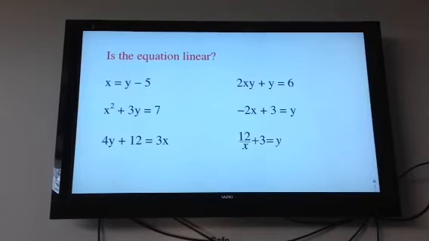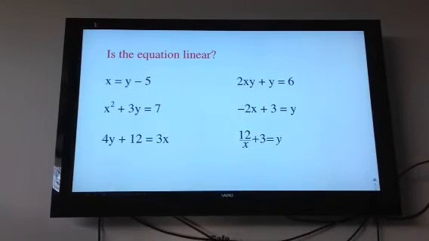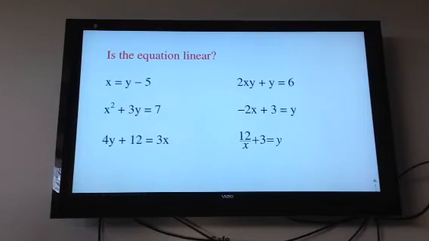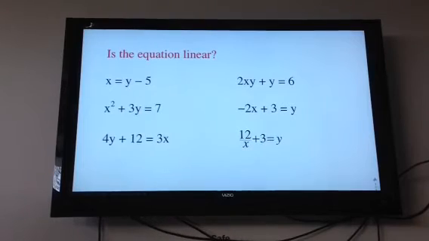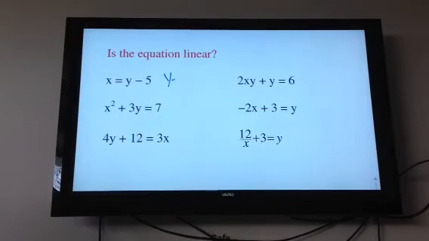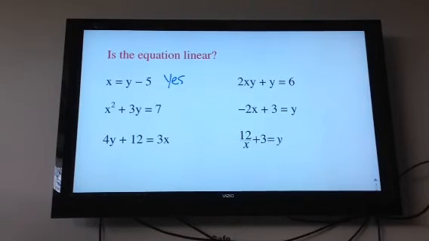Based on the things that I told you, we're going to go through these. The first one is a yes. X and or y with no products, quotients of variables, and no powers. So this is a yes. It's linear. That would be a line if we were to graph it. The next one is a no.